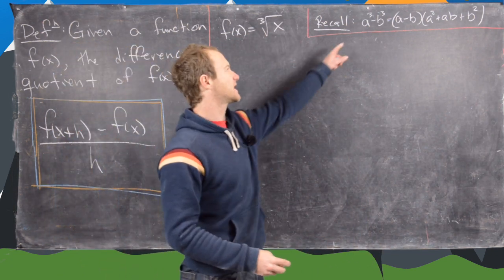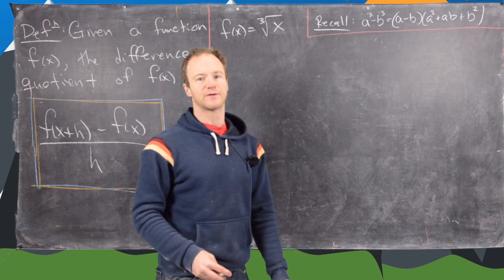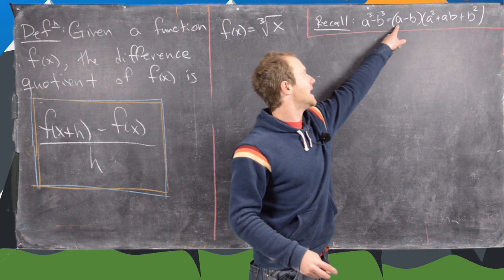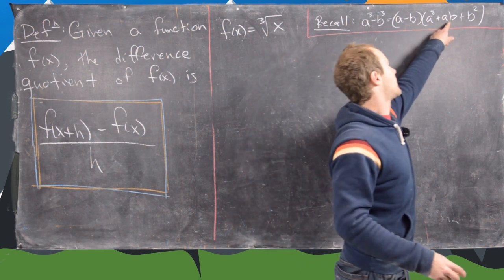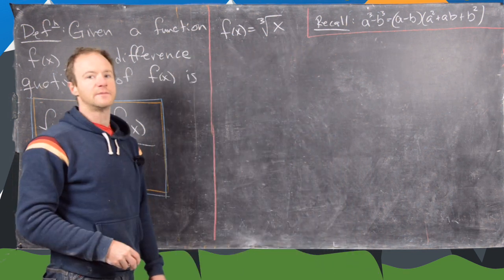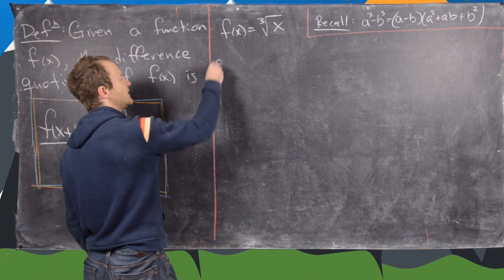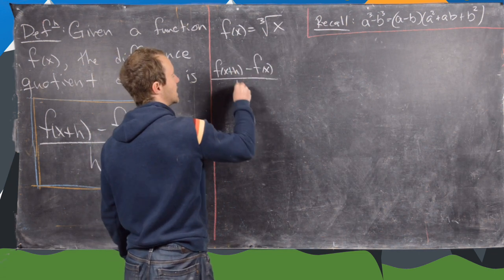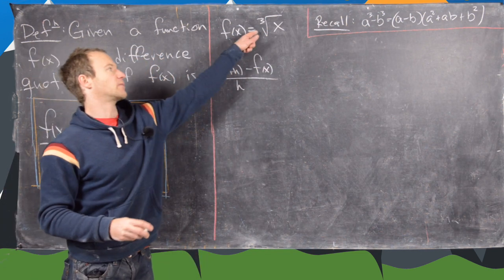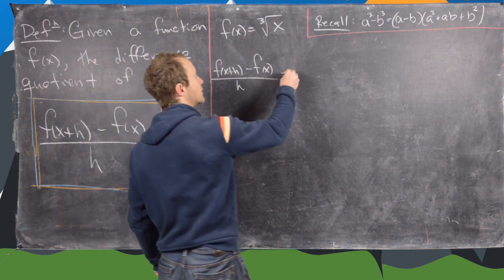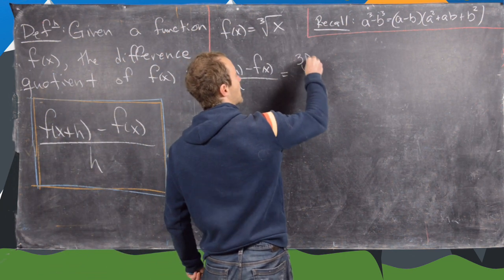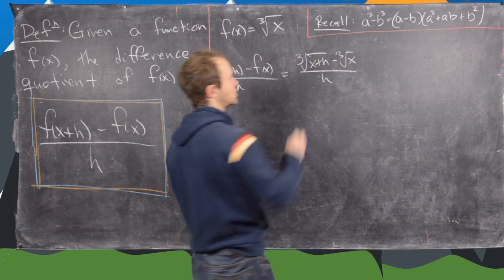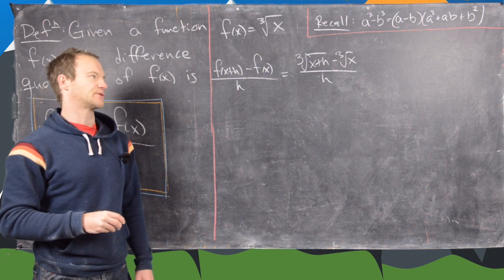And this one's a bit tricky, so we're going to need this difference of cubes formula. So it says that a cubed minus b cubed factors like a minus b, and then a squared plus ab plus b squared. Okay, so we'll start by writing down the definition of the difference quotient. So f of x plus h minus f of x over h. And now we're going to use our particular function. So this is going to be the cube root of x plus h minus the cube root of x, all over h.